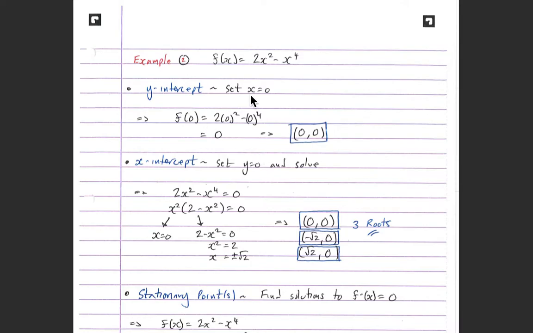We're going to find the y-intercept. We set x equal to 0. We do that, we find that f of 0 is just 0. So (0, 0) is our y-axis intercept. Of course, that will also be an intercept of the x-axis because it's the origin.